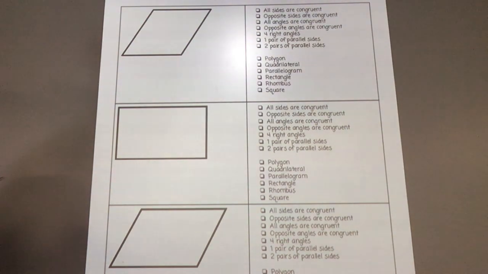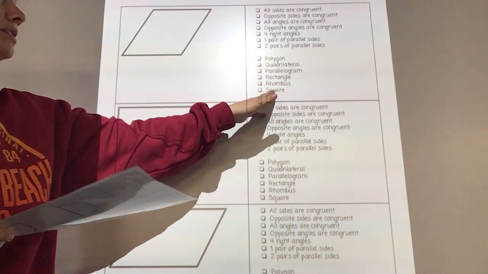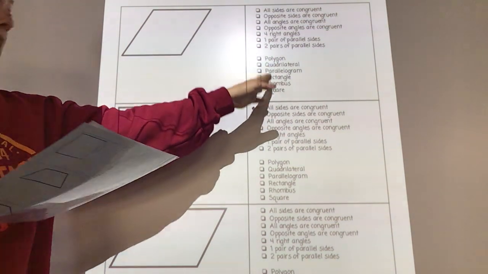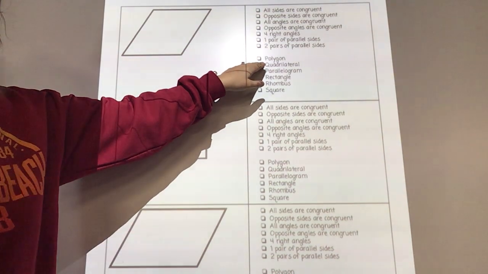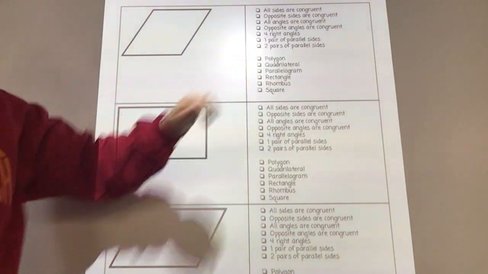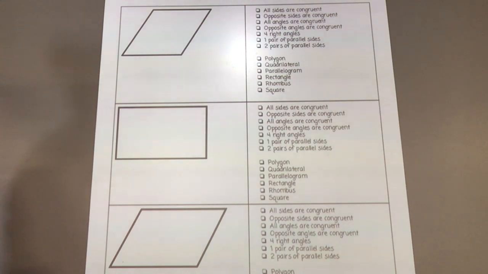All right, now we need to be able to label it. What can I mark off for this quadrilateral? Is it a polygon? Yes. Is it a quadrilateral? Yes. Is it a parallelogram? Yes. Is it a rectangle? No. Is it a rhombus? Yes. Is it a square?